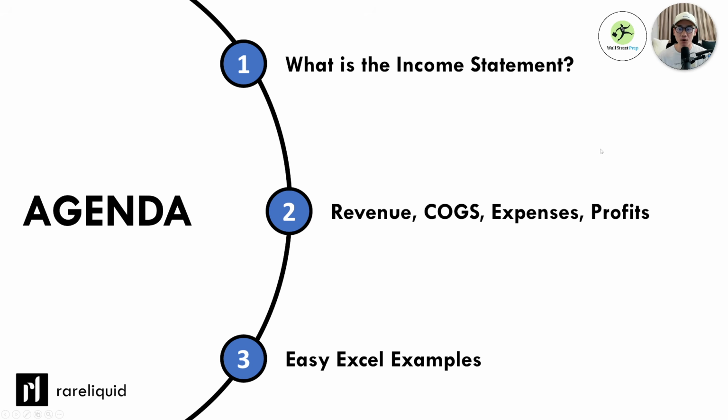Let me go through today's agenda, which is pretty simple. First of all, we're going to go over what is the income statement, then the core components of the income statement, which are revenue, COGS, expenses, and profits. And then lastly, we're going to go through some easy Excel examples so we can really hammer the concepts we go through together here.